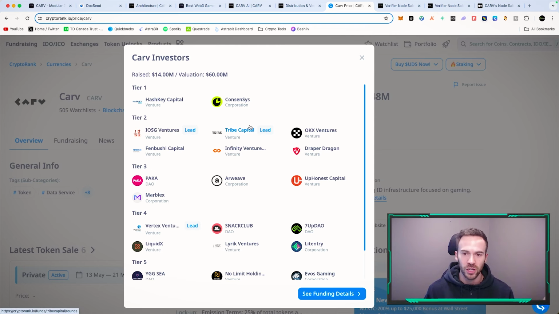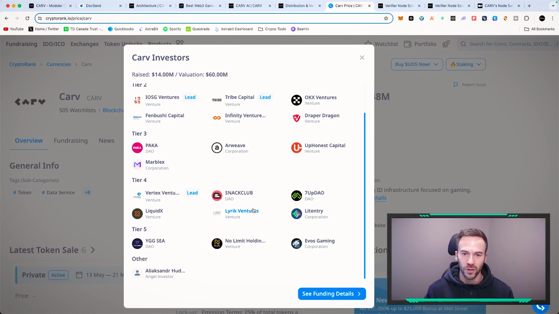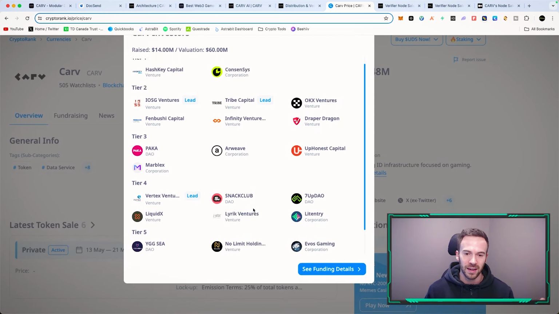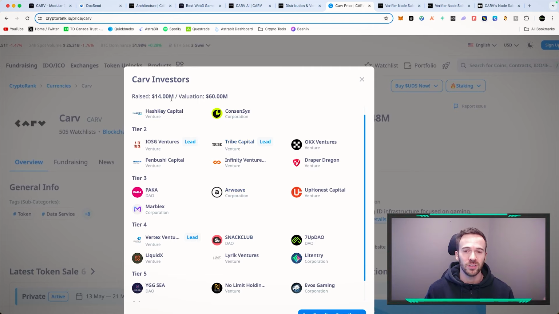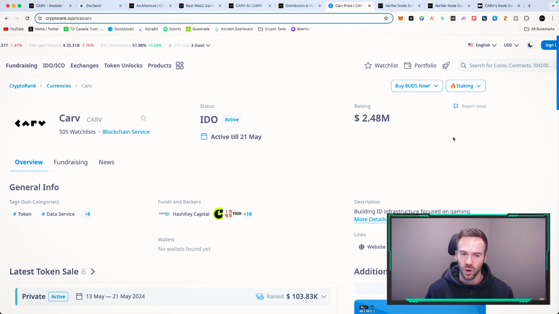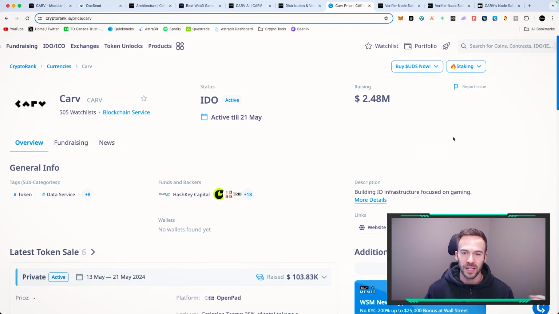We have HashKey, we have Consensys, we have OKX Ventures, a lot of tier twos, tier threes, and tier fours. A lot of top people, and they've basically raised $14 million at a $60 million valuation. So, in my opinion, there is a lot of interest in Carv.